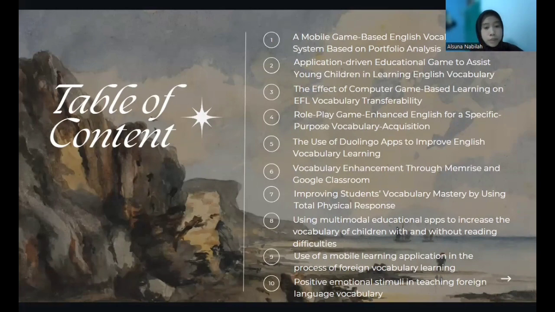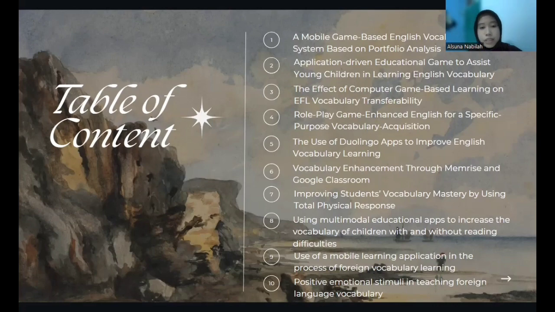Then the sixth is about vocabulary enhancement through Memrise and Google Classroom. Then the seventh is about improving students' vocabulary mastery by using total physical response. And the eighth is about using multimodal educational apps to increase the vocabulary of children with and without reading difficulties. And the ninth is about the use of a mobile learning application in the process of Persian vocabulary learning. And the last one is about positive emotional stimuli in teaching Persian language vocabulary. So without further ado, I will start the review.